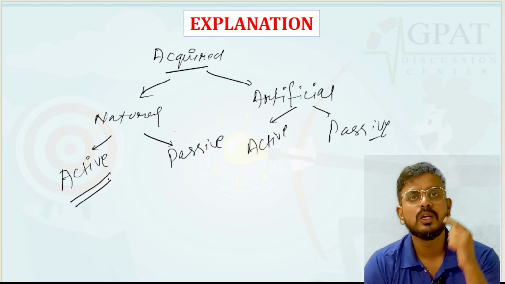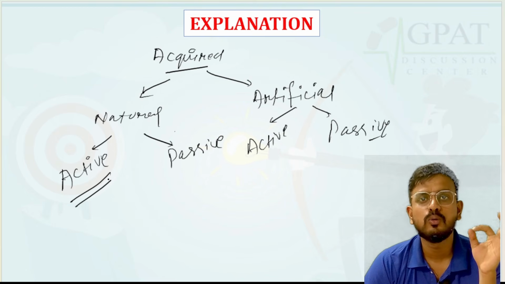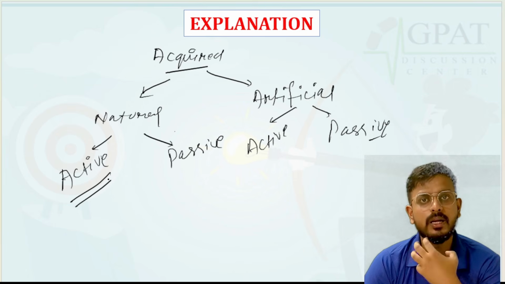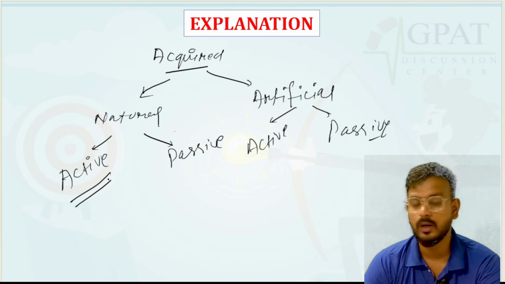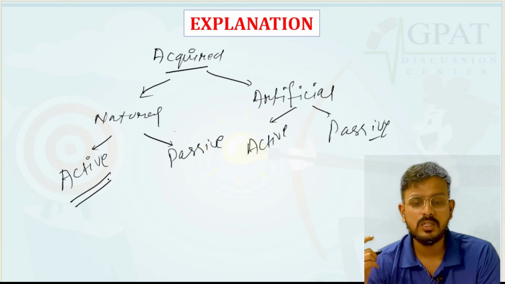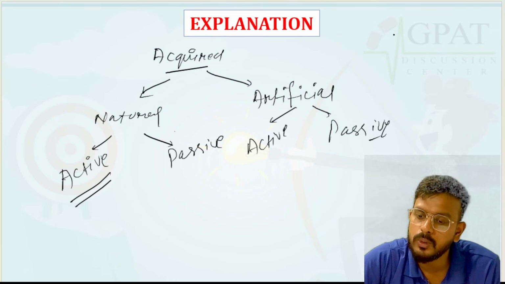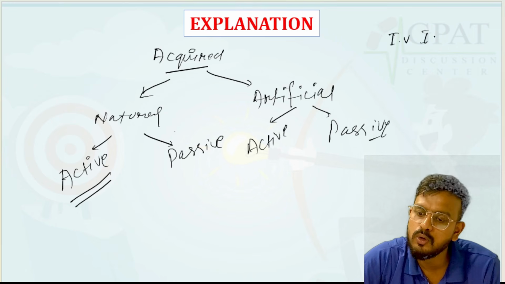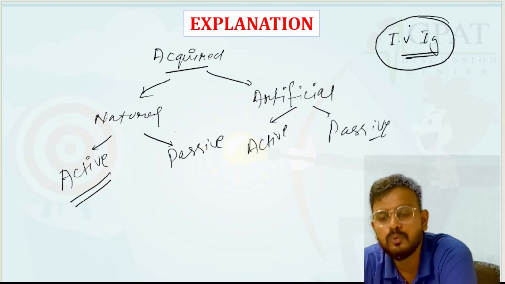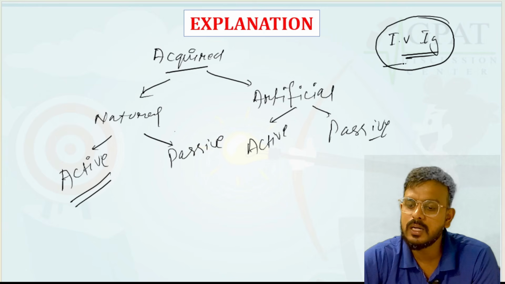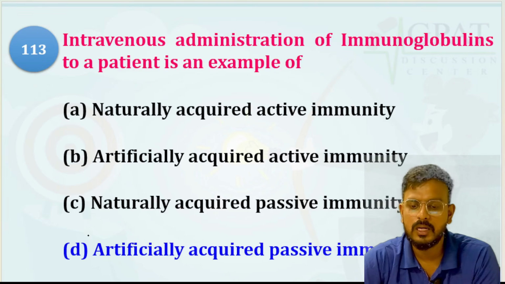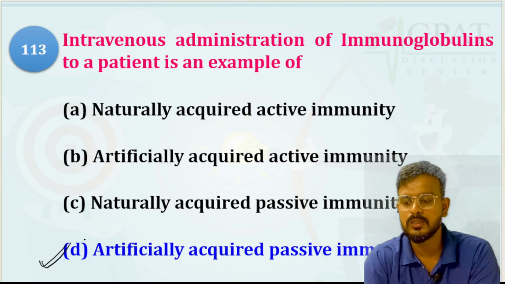What is passive immunity? The transfer of immunoglobulin G from mother to fetus provides protection in a newborn. That comes under acquired natural passive immunity. Your question is about intravenous immunoglobulin, IV immunoglobulin. IV immunoglobulins are preformed antibodies. When it is a preformed antibody and it is artificial, it comes under artificial acquired passive immunity. Option D is the correct answer.